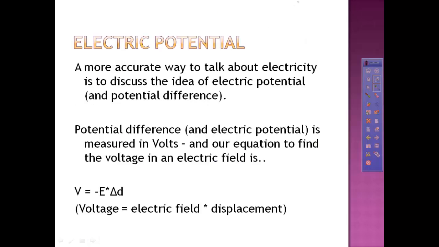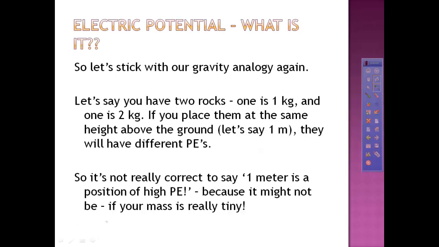All right, we'll talk about this concept and then we will be done with this video. This idea of electric potential. A more accurate way to talk about electricity is to discuss electric potential and potential difference. You guys probably know it as voltage. It's measured in volts, and the equation to find it is right here. Pretty straightforward. I call it the VED equation. The voltage is equal to the electric field times the displacement. I'll explain what those things mean in a second, but I wanted to give you guys the equation first.